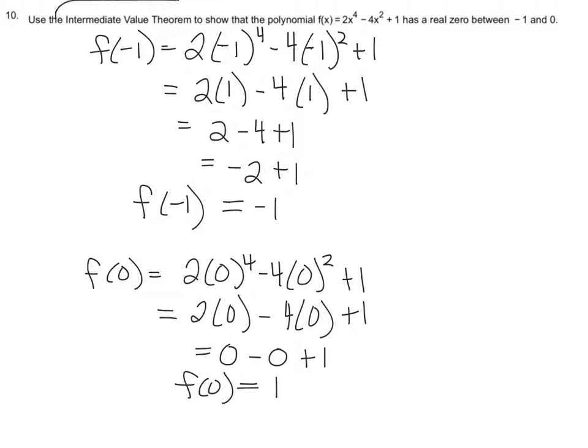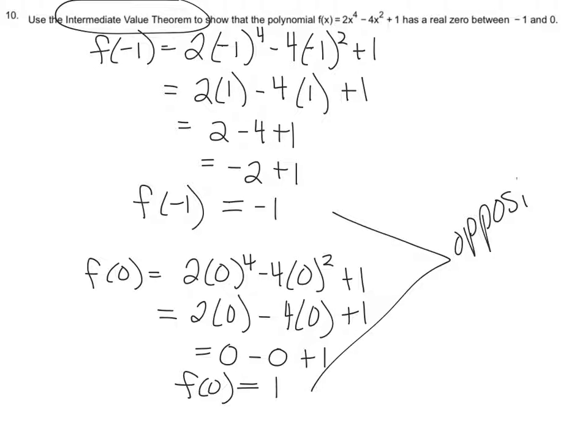Now, the intermediate value theorem says that if we have opposite signs in our resulting values, then there is a real zero between negative 1 and 0. So we want to check to see if we have opposite signs. And we do. We have a negative 1 and then we have a positive 1. So since we have a negative number and then a positive number, we do have opposite signs, so that means that there is a real zero between negative 1 and 0.